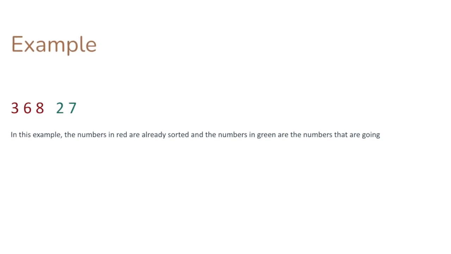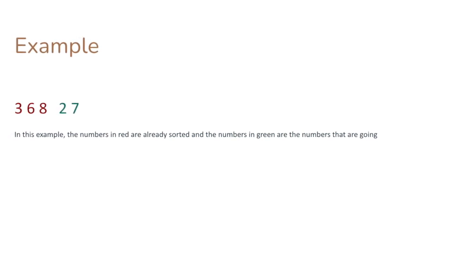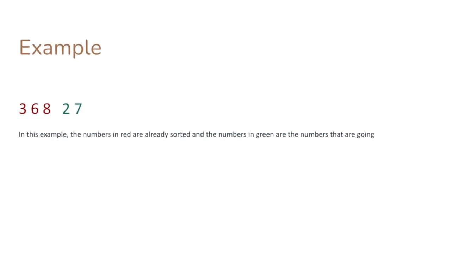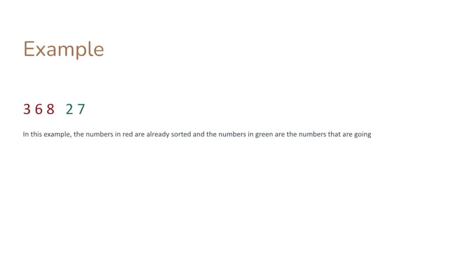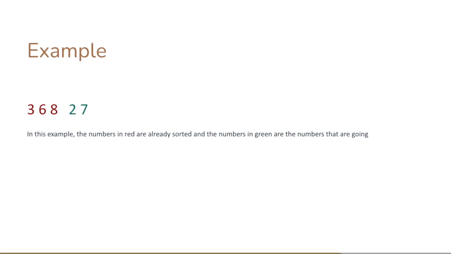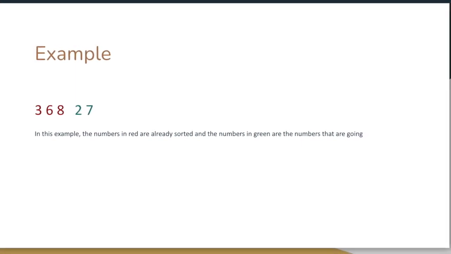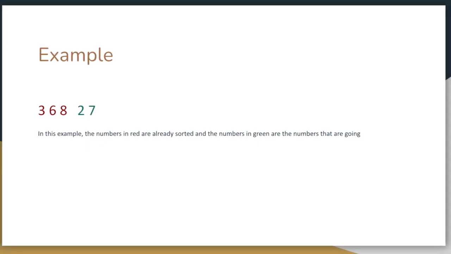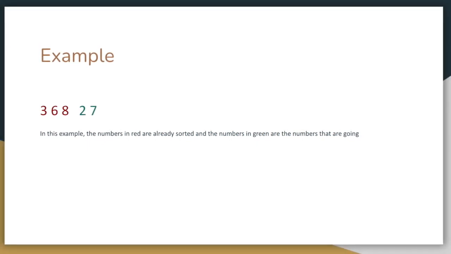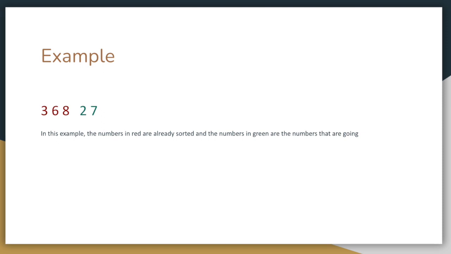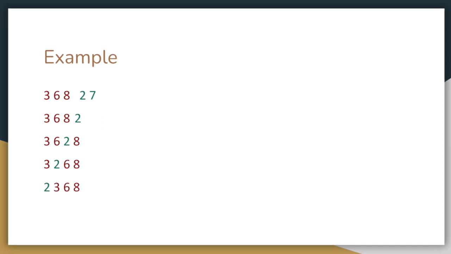So in the numbers that you can see on the screen, the numbers in red, the 3, 6, and the 8, are part of a list that has already been sorted, while the numbers in green are numbers that we have yet to sort. One by one, we're going to take the 2 and the 7 and insert them into the list to make it sorted. In this example, we're going to try to insert 2 into this sorted list.